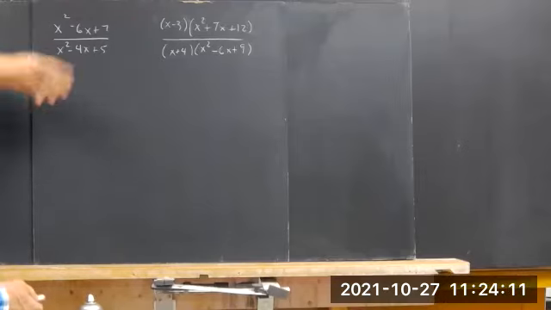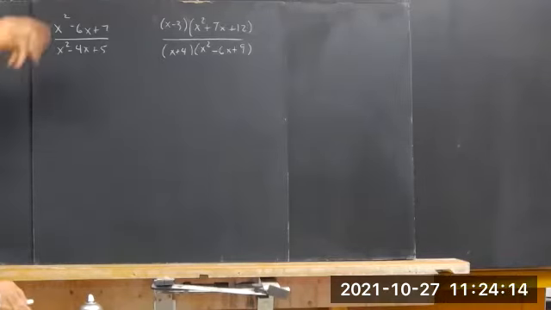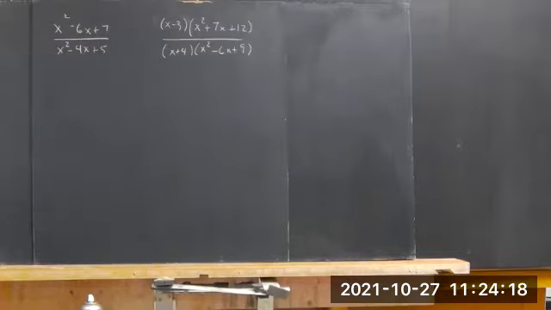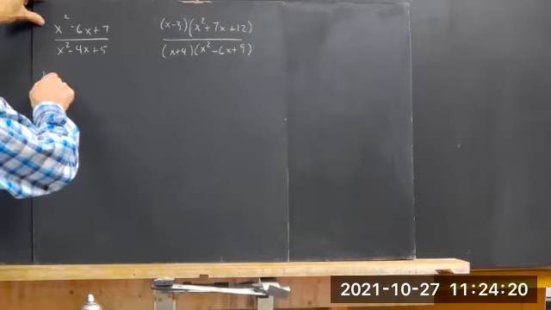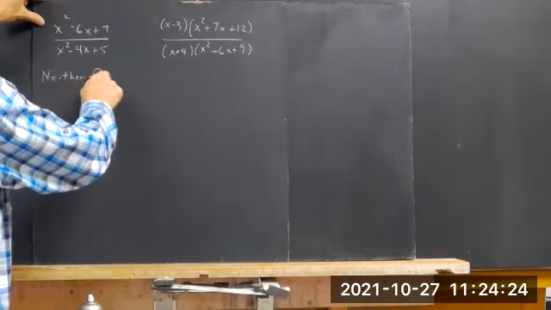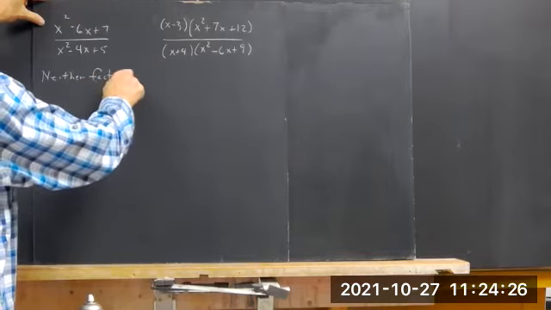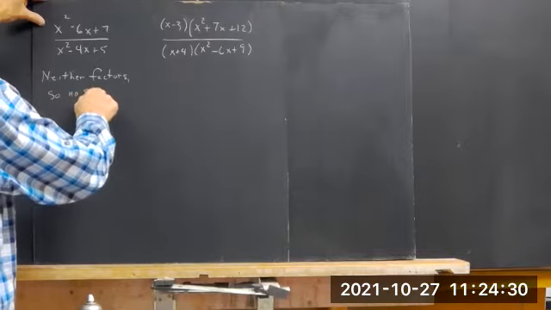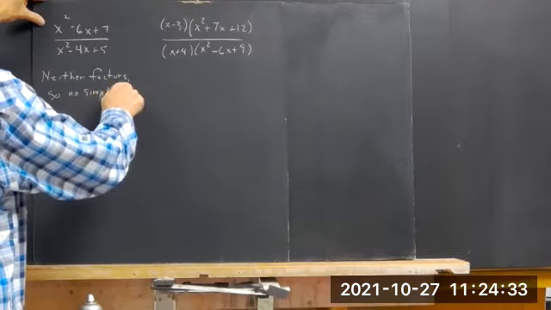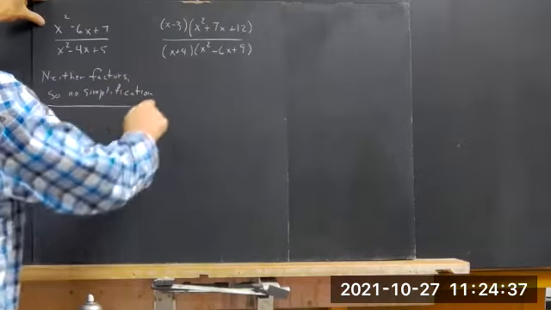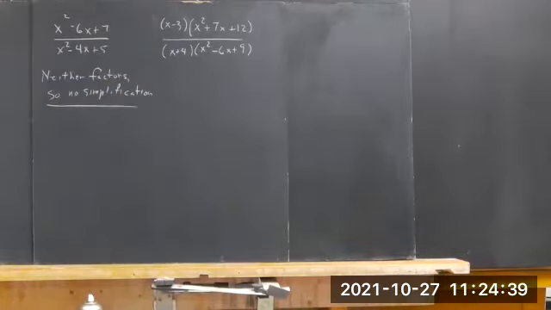Like that x plus 1 and x minus 6 or something like that, x minus 7 or something like that. Of course, that would give you the possibility. No. Unit factor, so there's no simplification.